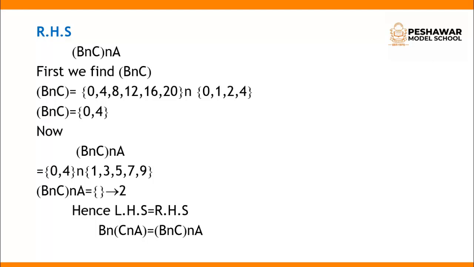Again we put here the sign of intersection, and then we put the elements of set A, that are 1, 3, 5, 7, 9. Again we find that no single element is common between these two sets. So it means our right hand side answer is again empty. From 1 and 2 we see that left hand side is equal to right hand side, hence verified: B intersection C intersection A is equal to B intersection C intersection A.